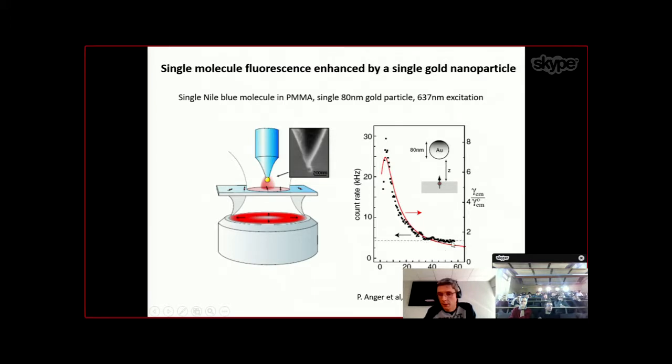So at very long distance, nothing occurs. Of course, the particle is too far away. As we decrease this distance, as we bring it down, the fluorescence starts to increase. We have more and more fluorescence photons. It goes up to a certain point, and then it goes down. And these data points here are fully accounted for by theory. This is not an artifact. At very short distance, you lose the fluorescence, or at least your fluorescence signal is reduced. This is what we call fluorescence quenching. So there's a quite complex response: enhancement, and then decrease.